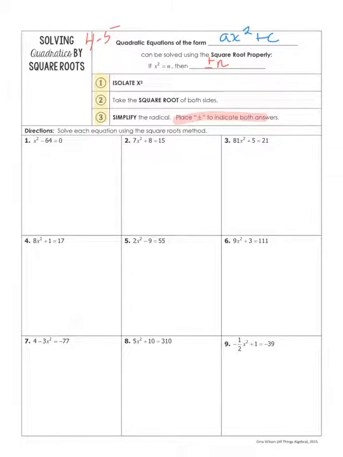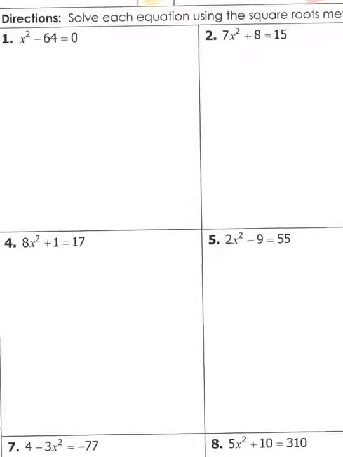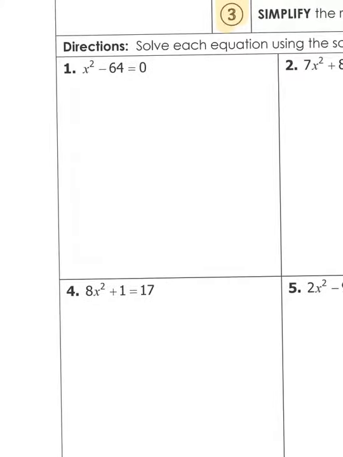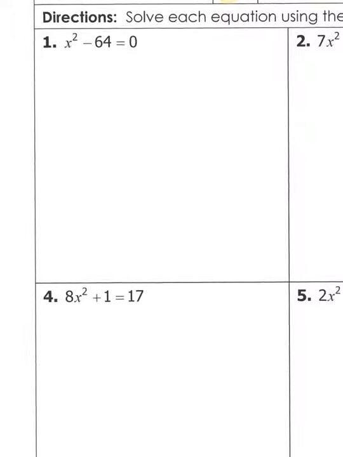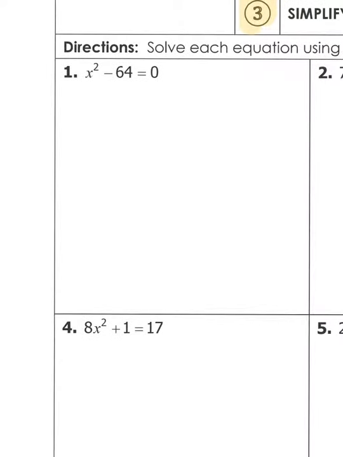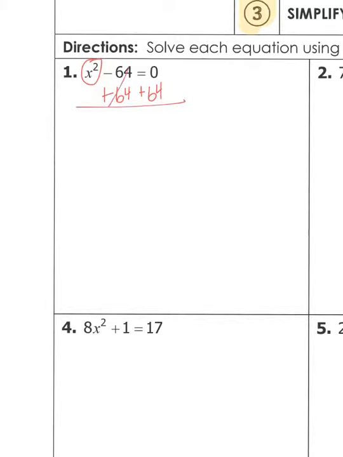So let's look at number 1. Okay, so as we look at number 1, I need to get this x squared by itself, so I'm clearly going to have to add 64 to both sides. So if I want to isolate that, I end up with x squared equals 64.